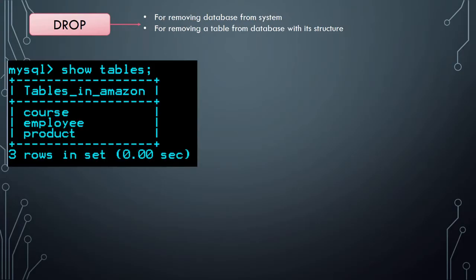Now before using the drop command, we are going to use show tables. Why are we using show tables? Just to display how many tables we have in the database we were using. So you can see over here we have 3 tables: course, employee, and product.